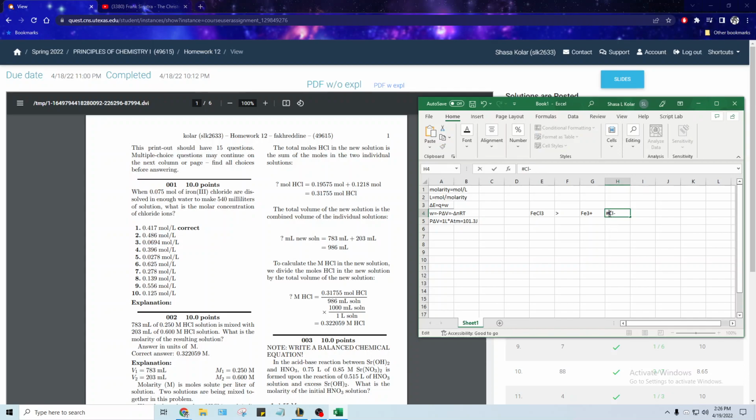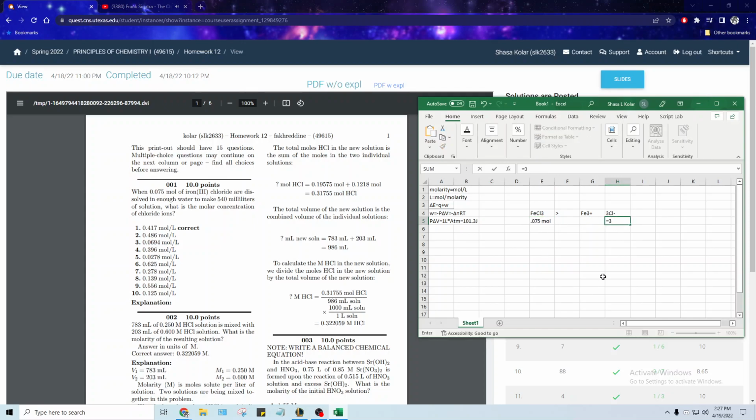Oh, that's not the right one. Yep. We have 3 chloride ions. It's asking about this. It's not asking about iron 3 chloride. It's asking about the molar concentration of chloride. So we got iron 3 chloride, we got 0.075 mole. Only 1 goes in, but we get 3 chloride ions out. So we want to multiply this by 3.